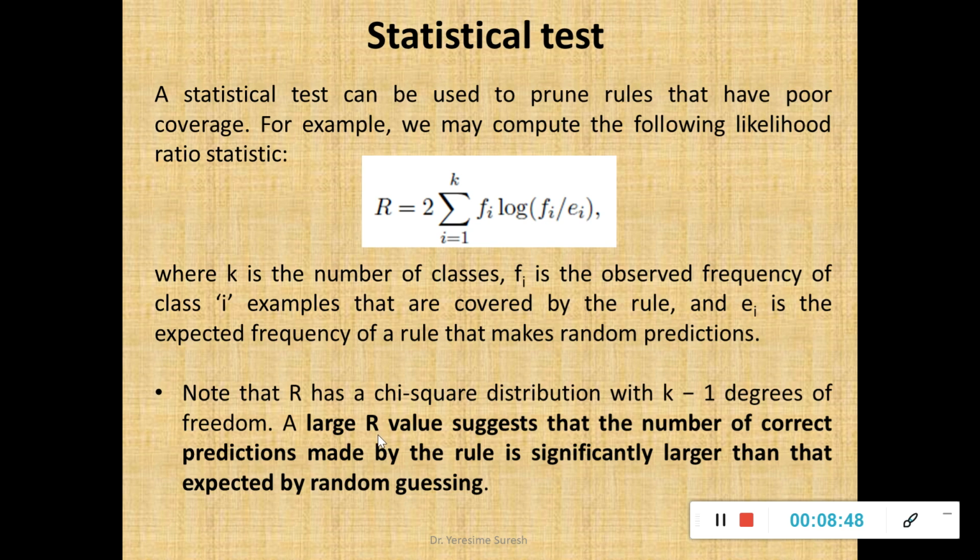Fine. And if the value of R is large, then it suggests that the number of correct predictions made by the rule is significantly larger. So in a simple sense, the larger the value of R, the better coverage the rule has. We'll see a problem for this.